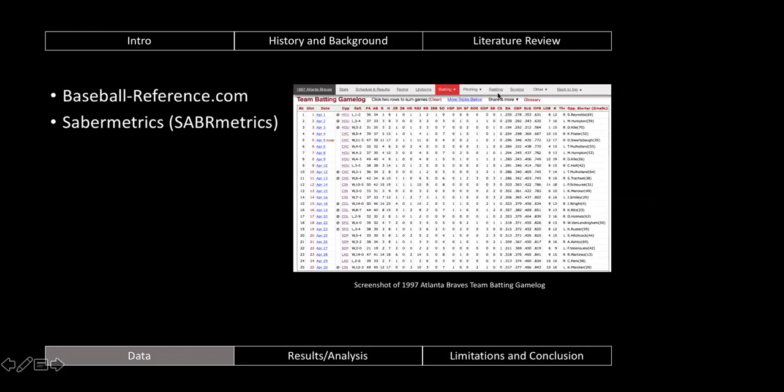What I did is I took each team's full batting game log, every year from 1997 to 2019, and that is the data I used for my research. Obviously, 1997 being the first year of interleague play, I took that until the current season of 2019. Unfortunately, I wasn't able to collect any data in 2020 because the 2020 baseball season has been postponed due to COVID-19.